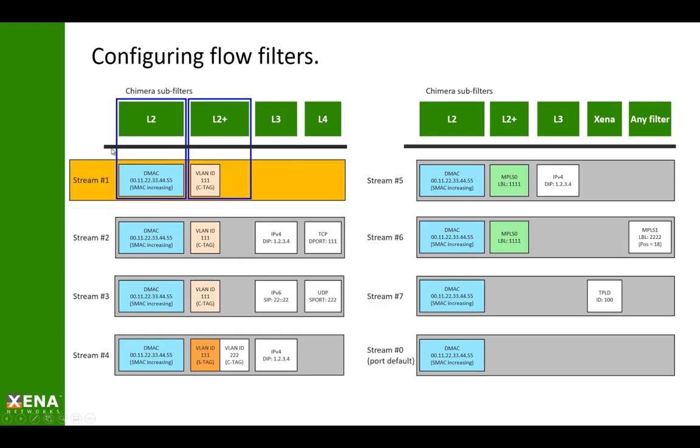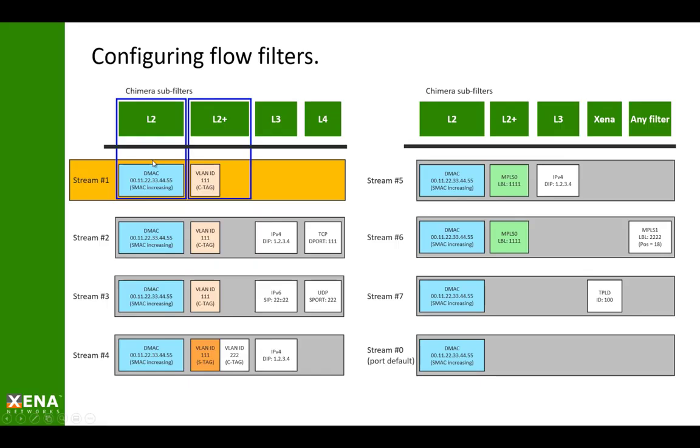To understand this, let's go back to the Loki streams. Looking at the encapsulation, we can see that the DMAC and the VLAN ID of the first 3 streams are in fact identical, which is why the first flow filter will match all packets from these streams.